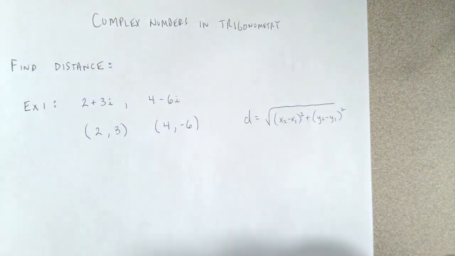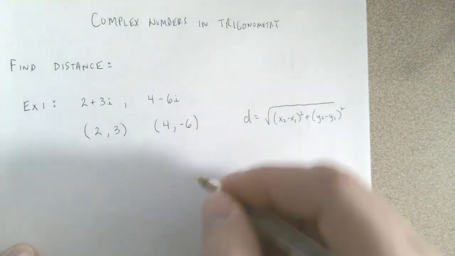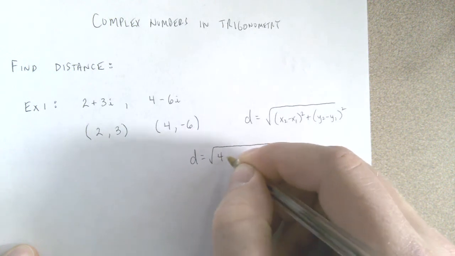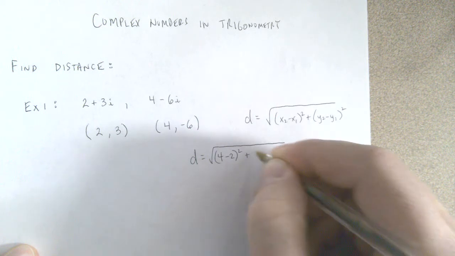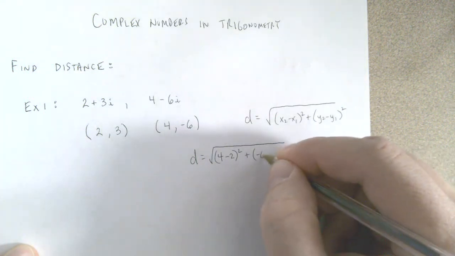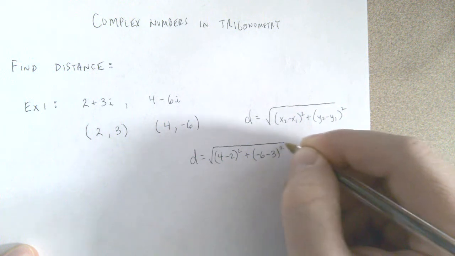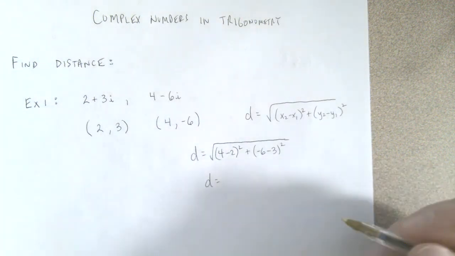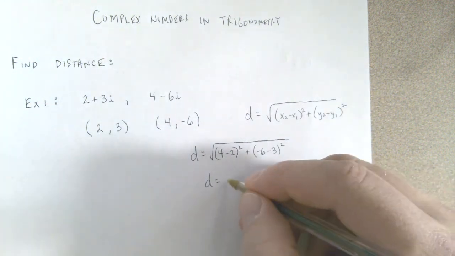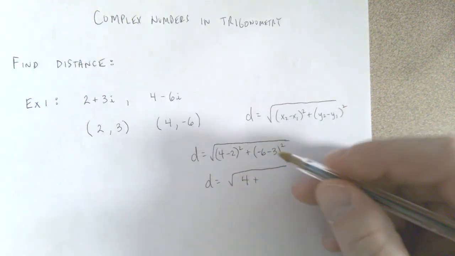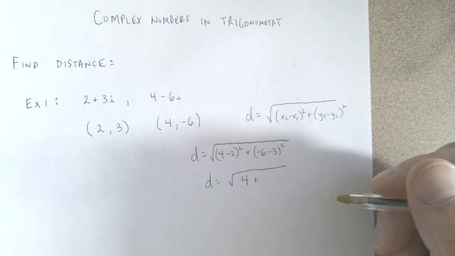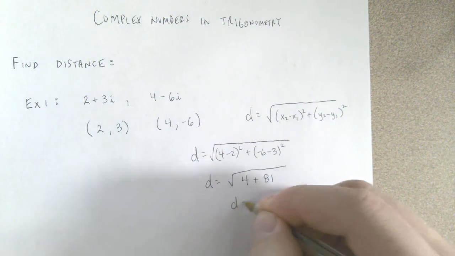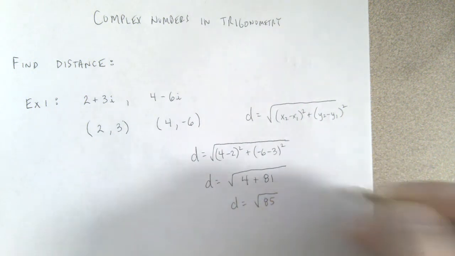So if we go through that process, we could do 4 minus 2 squared plus negative 6 minus 3 squared. 4 minus 2 squared is going to be 2 squared, which is 4. Negative 6 minus 3 is negative 9. Negative 9 squared is 81. So we'd say that's the square root of 85.